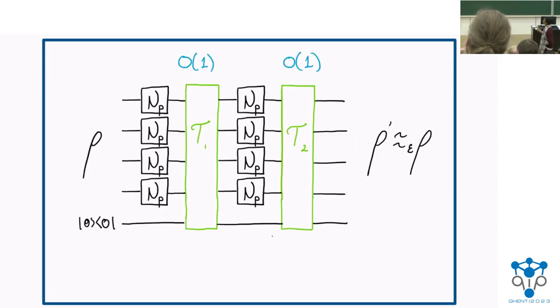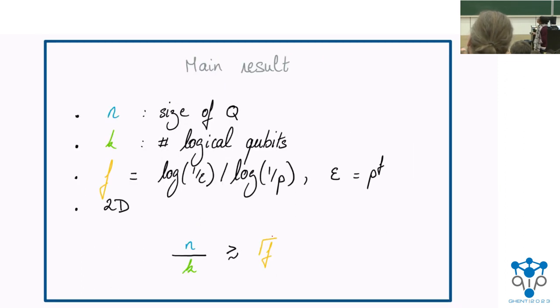In the end, this is what our setting looks like. We input a state. We have our quantum memory, and classical memory initialized in 0. We're going to undergo some layer of depolarizing noise, and then we can do a local operation of constant depth, and then another layer of noise, and on and on and on. And at the output of the circuit, there at the end, we would like to retrieve a state rho prime that is close to the initial state rho.